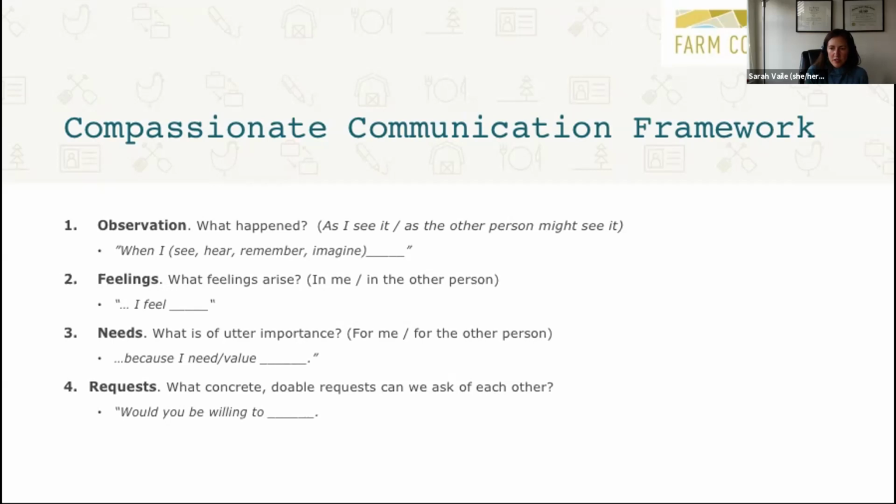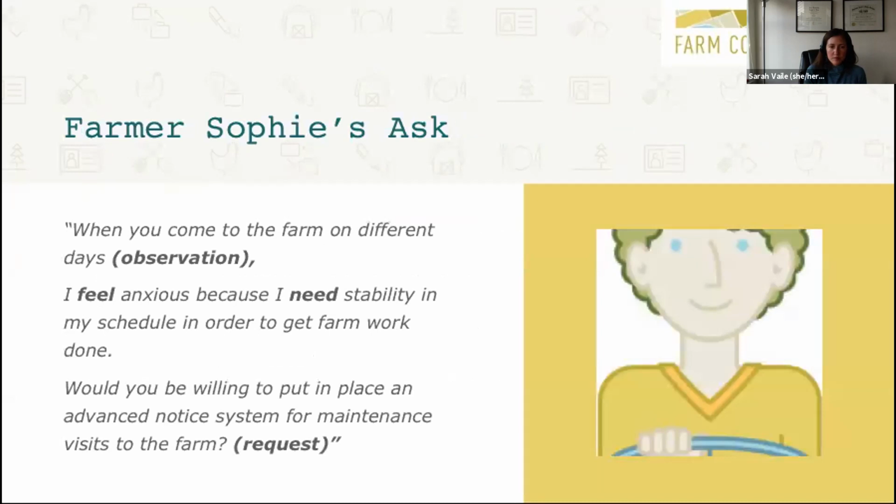Or perhaps better understood as longings or values. What might be the other person's needs or values? So once we step back and really understand all of this with curiosity and compassion and care, we can then begin to identify strategies and solutions that fulfill both of our needs. And this is when we ask, what concrete, doable requests can we ask of each other?